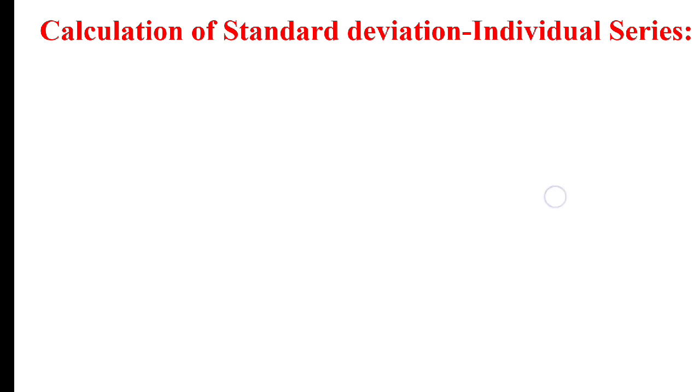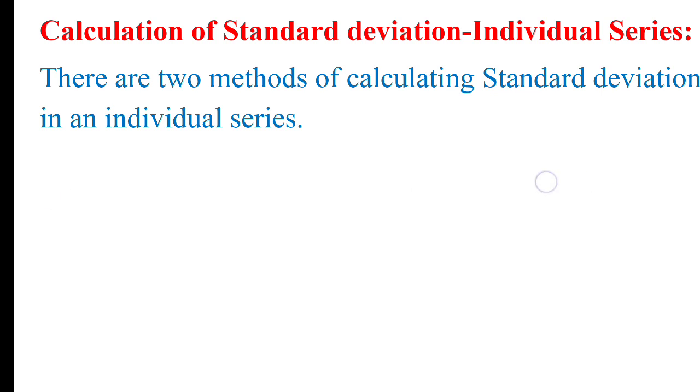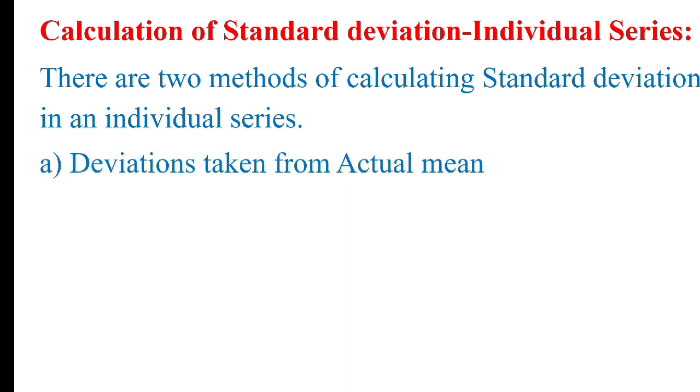Calculation of standard deviation for individual series. There are two methods that can be followed: one is deviation from the actual mean, the other is deviation taken from an assumed mean. But we are going to study mostly the actual mean only. Through the formula we are going to calculate and solve the problems.